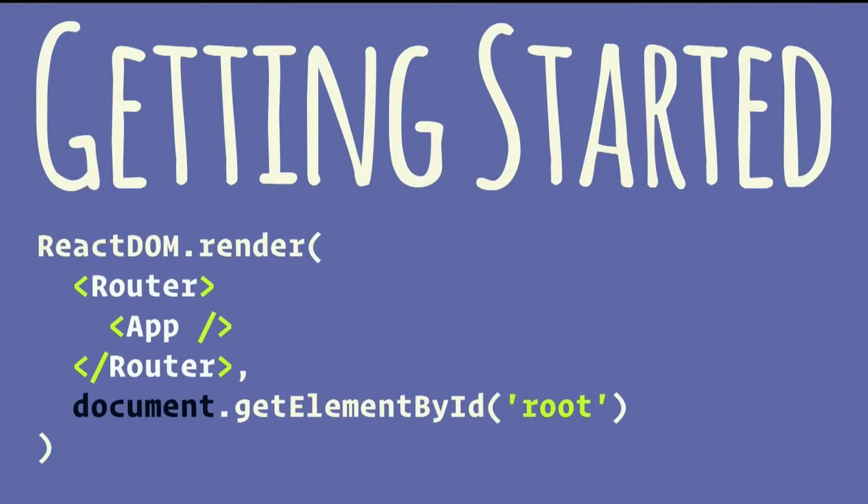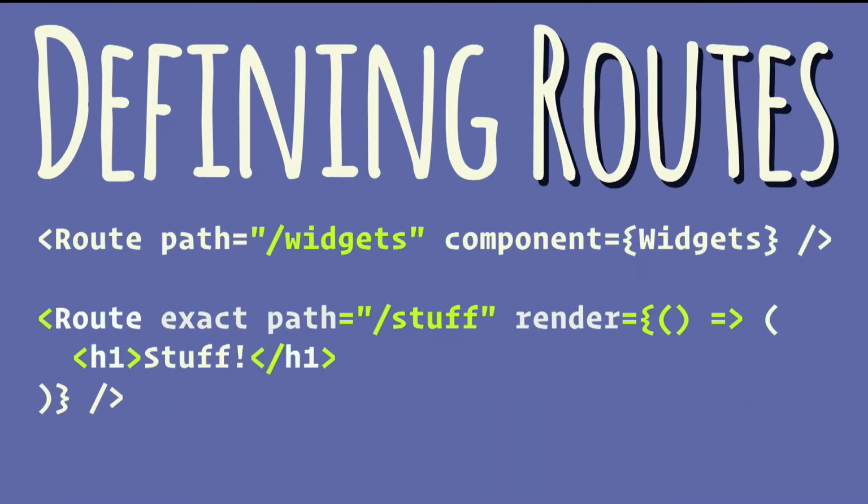So we start by defining one or more routes. So here's what routes look like. Let's have a look at that first one. It's a route component that we import from React Router. It has a path, and it points at a particular component. And it says very simply, if the URL matches /widgets, show me the component Widgets.